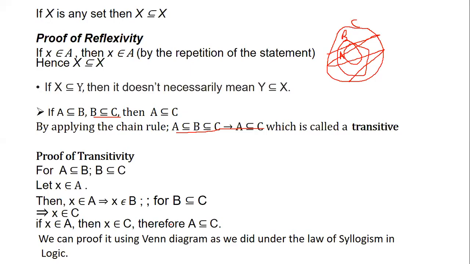Okay, let's see how we can prove this one. Now for A is a subset of B, and B is also a subset or equal to C, we can let X be a member of A. So if X is a member of A, and A is also inside B, what can you do? You can also say that X is also a member of B. Do you follow?